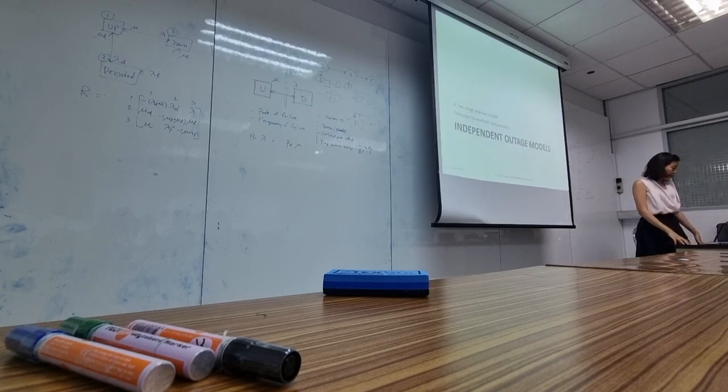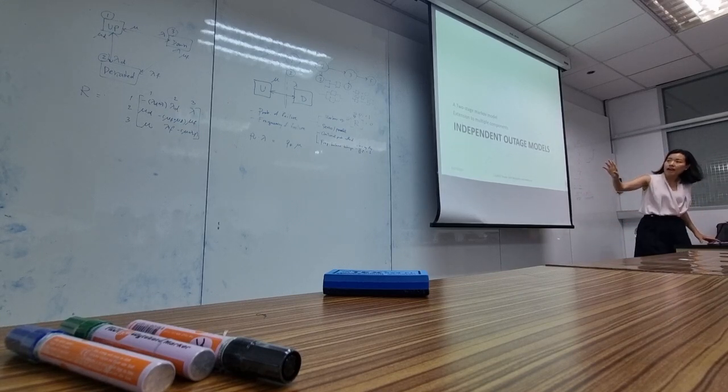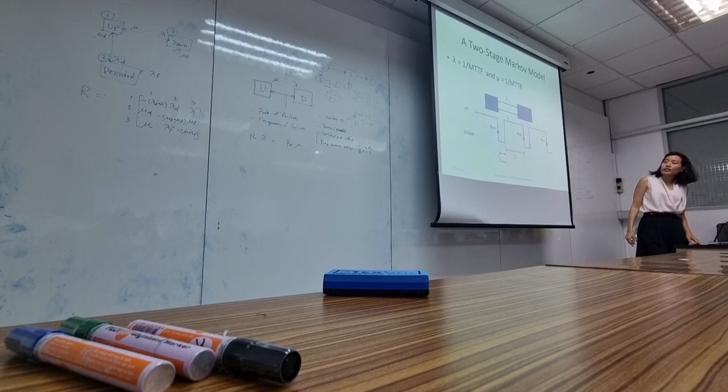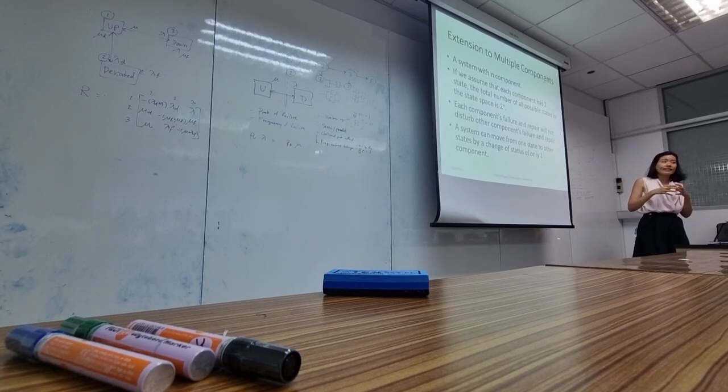And then for the independent outage model, it's the same thing that we have over there, which is a two-stage Markov model, upstate and downstate, okay? And with this two-stage Markov model, if it's independent, we can extend it to multiple components.